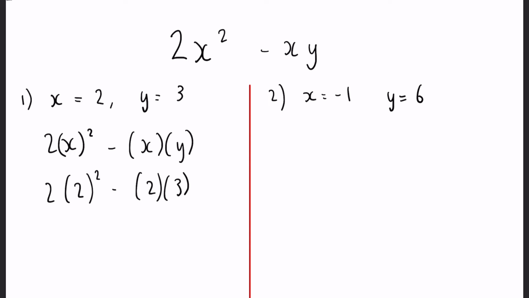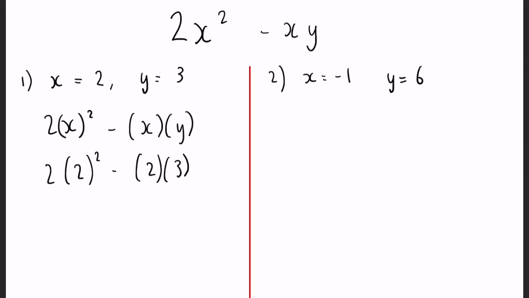Now, when you've got a situation like this and you have an x squared, a lot of people make the mistake thinking that you square both the 2 and the x. If they wanted you to do that, they would have put it in brackets in the first place. When you just have a situation like this, the squared is only attached to the x. So in this case here, as you can see, the way I've written it, the squared is only attached to that 2 inside the brackets. So 2 multiplied by 2 squared, which is 4, minus, and then 2 times 3 gives us 6. We can expand this out. 2 times 4 gives us 8. And take away 6 from that, our final answer is 2, just like that.